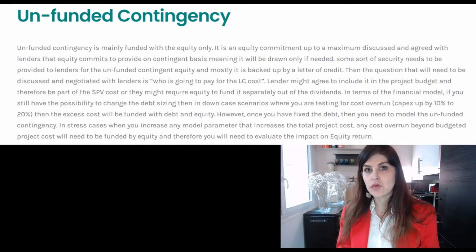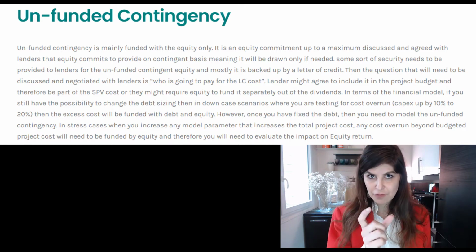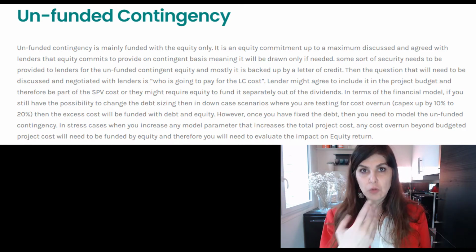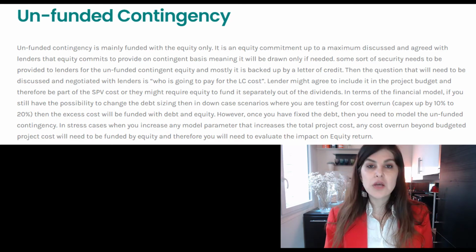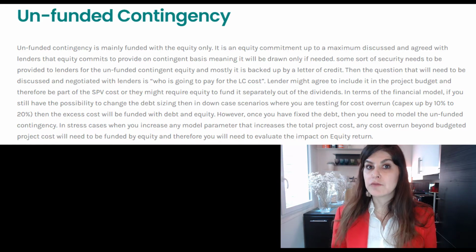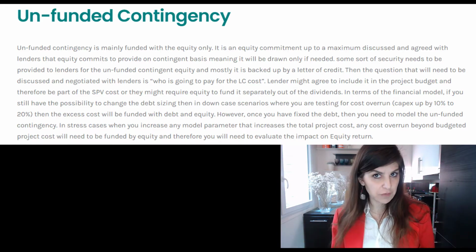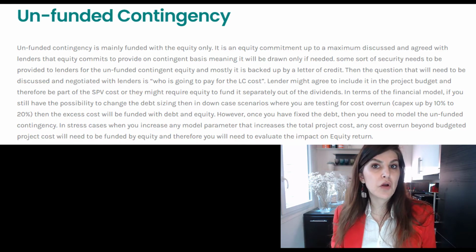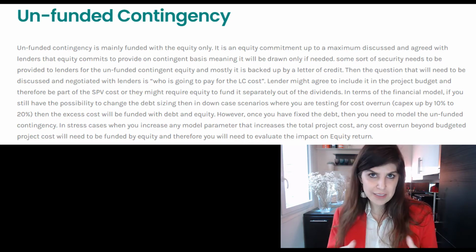Another thing that you need to consider when it comes to unfunded contingency is the LC fee. There is a fee, an annual or periodic fee, that you need to pay for that LC. So who's going to pay for it? That's another topic of discussion between sponsor and lenders. Is it an SPV cost, or should it be paid from the sponsor's budget directly? That's another flexibility that you need to provide in the model and test.